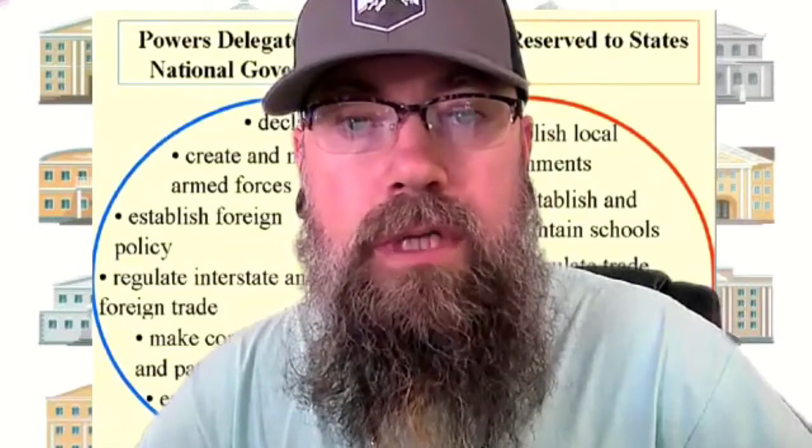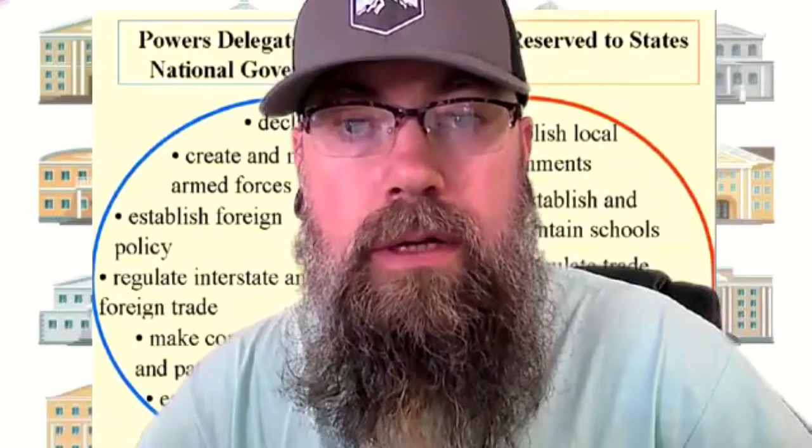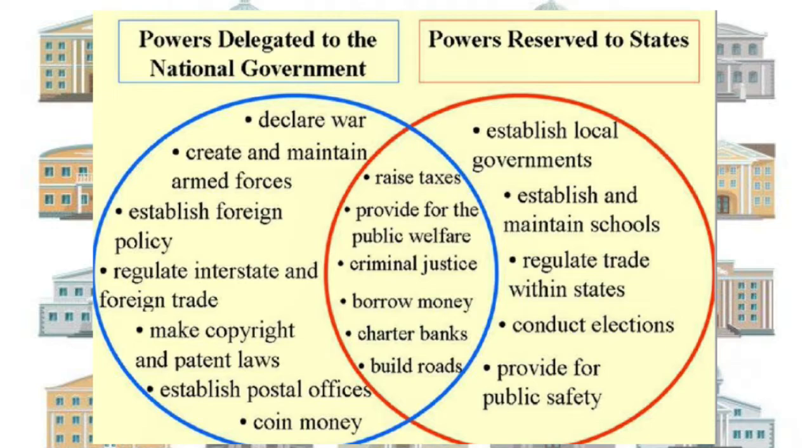Let's talk about the powers that each government has, the similarities as well as the differences. The national or federal government can declare war. It can create and maintain an armed force. It establishes the foreign policy of the nation. It can regulate interstate trade and foreign trade. It can make copyright, patent, and laws. It establishes post offices as well as money.